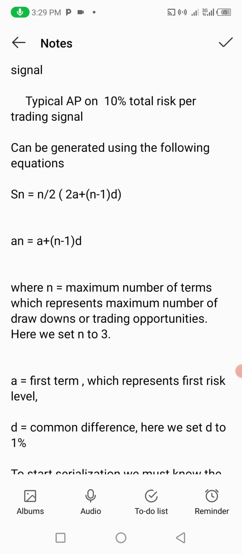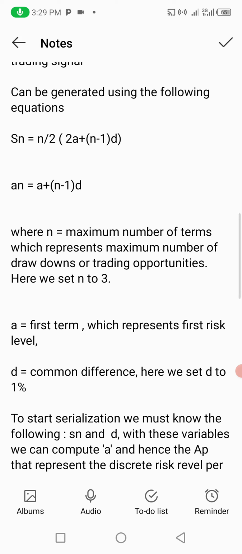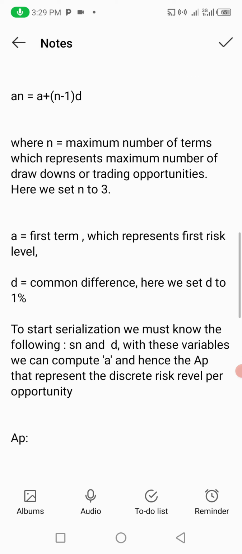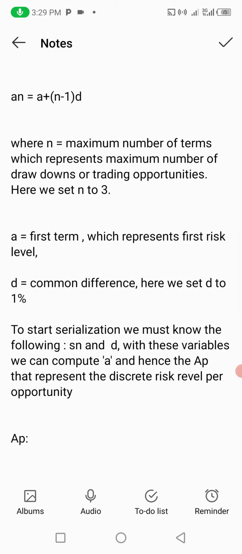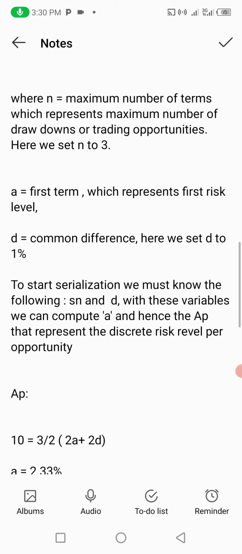A typical AP on 10% total risk per trading signal can be generated using the following equations. Sn equals n over 2 times open bracket 2a plus open bracket n minus 1 close bracket d close bracket. An equals a plus open bracket n minus 1 close bracket d, where n equals the maximum number of terms, which represents the maximum number of drawdowns or trading opportunities. We set n to 3.